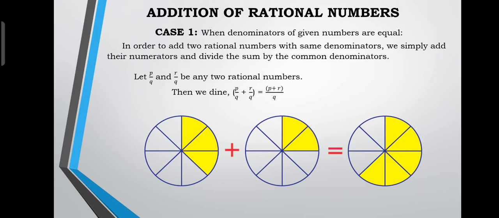So the first rational number, for the first circle, is 3 by 8, because it has been divided into 8 parts and 3 parts are shaded. The next rational number is 2 by 8, because 2 parts are shaded out of 8 parts. Can you tell me, children, what the answer will be? Exactly, children, it is 5 by 8, because the denominators are the same, which is 8, and for the numerators we add 3 plus 2, which is 5. I hope you understand case number 1.